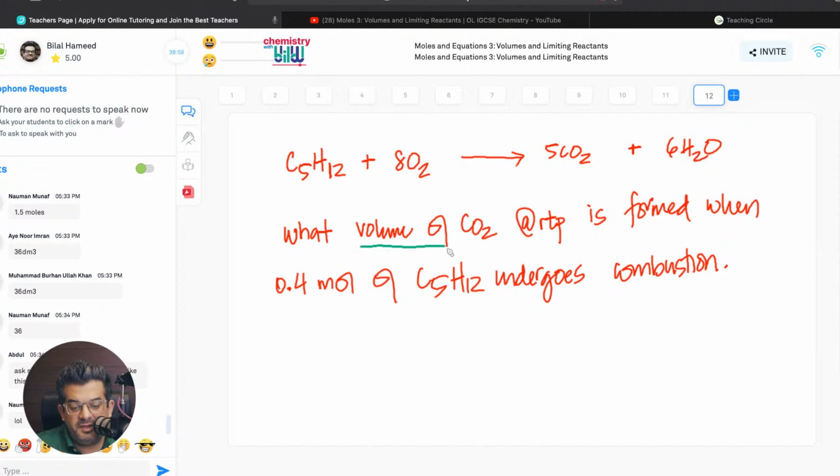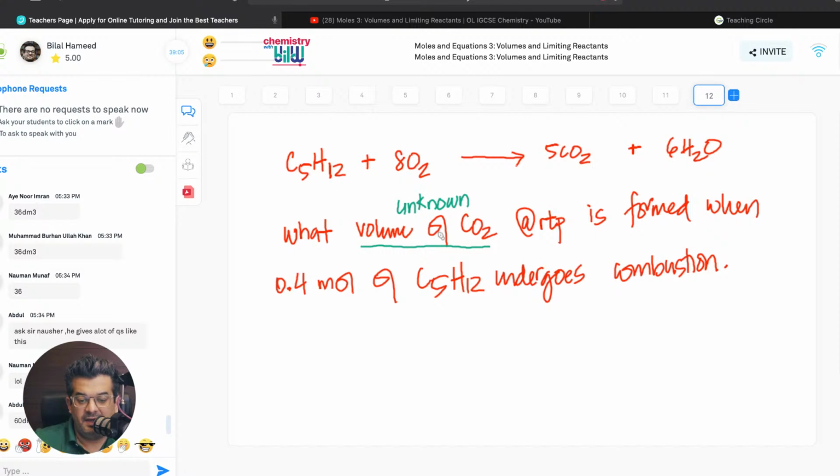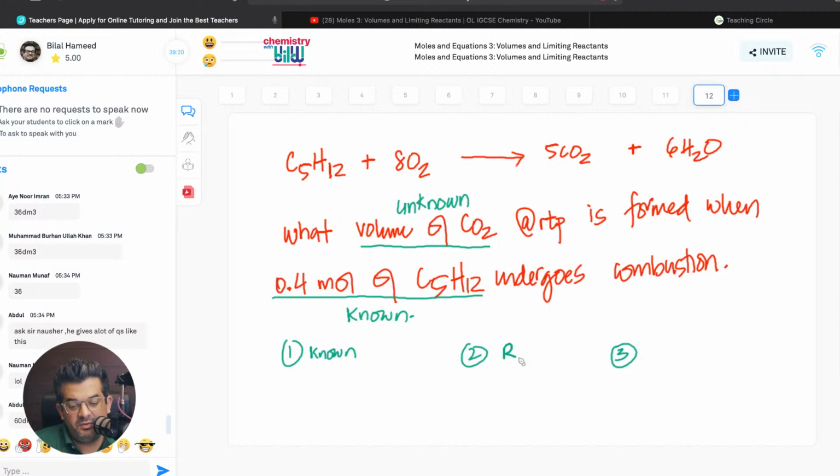Well, there is the unknown, because it says right here what volume of CO2, and this is your known, and you have a 3-step process. 1, 2, 3. Step 1 known के moles निकालने हैं. Step 2 ratio from equation निकालना है. And step 3 unknown के moles को उसकी quantity में convert करना है. So first of all, you don't have to do the first part. Do you know why?